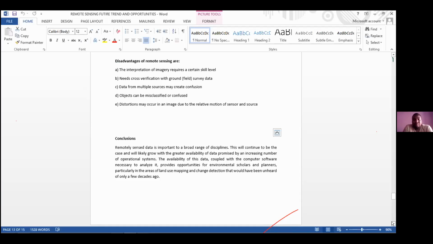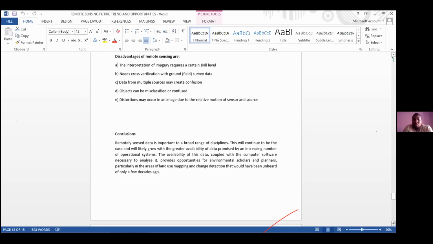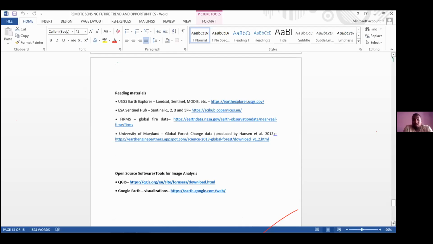Then I also provided some ways you can get this data. I've provided some reading materials as you can see. Remember last time when I was teaching about GIS, I told you to go and register. Go and open an account with the USGS Earth Explorer. Once you register with the USGS, you will have access. Remember, this is free data. Go click on this link here.